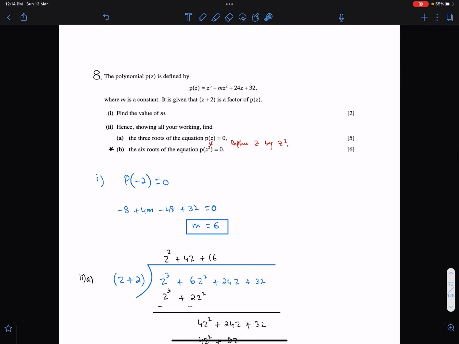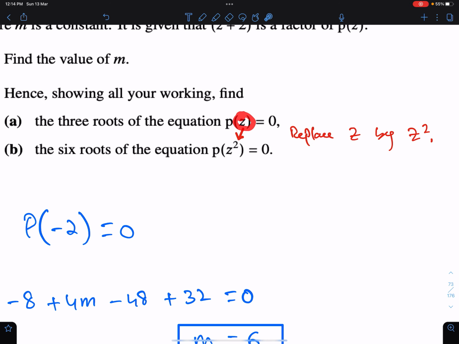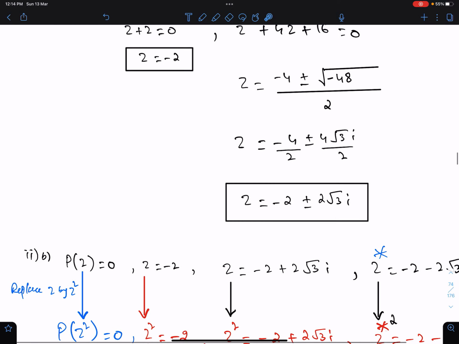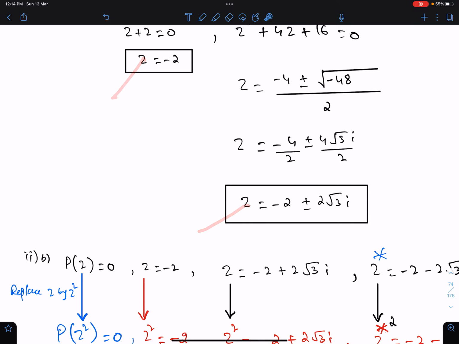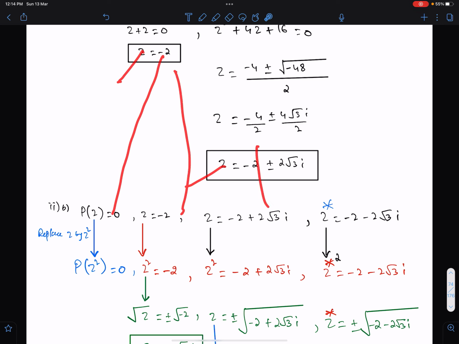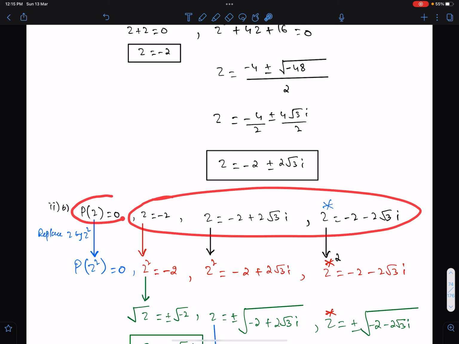Part 3. Part 3 is very important. Find the 6 roots of this equation. This is very simple. See, z is replaced by z square. So you need to replace this z and this z by z square. First write all these three answers in this way. See, the answers of this equation are z equals minus 2, minus 2 plus 2 root 3i, and minus 2 minus 2 root 3i. So these are the three answers of this equation.